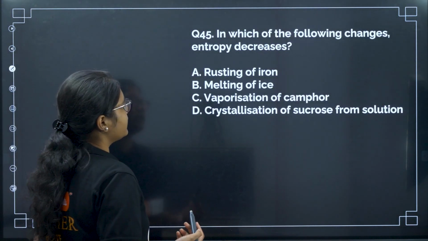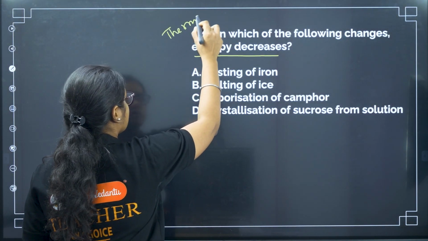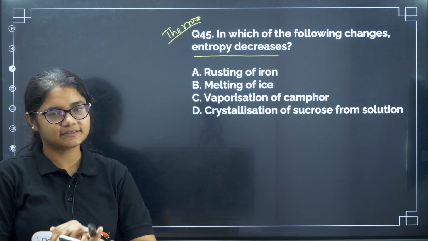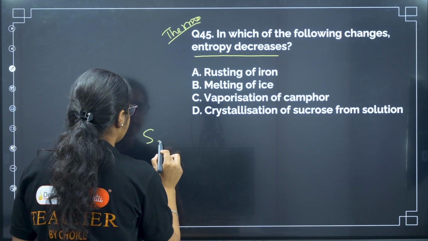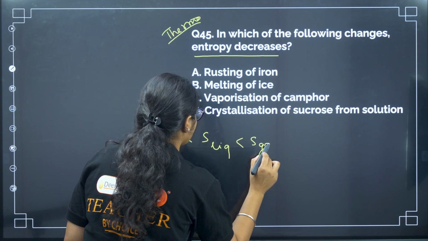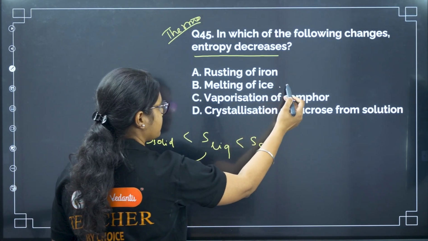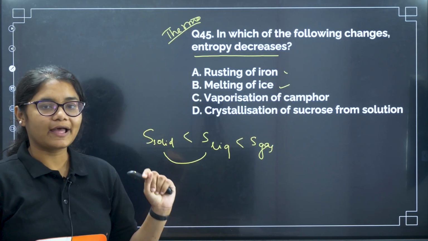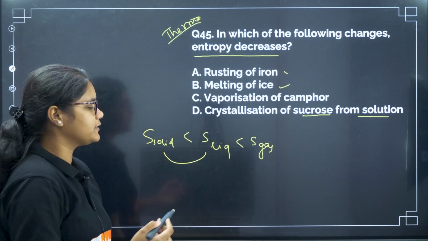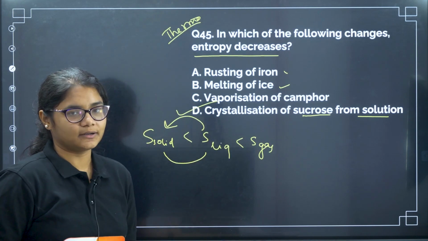Next question, in which of the following changes does entropy decrease? This question is from your thermodynamics chapter. Entropy will decrease whenever randomness is decreasing. If you remember the entropy order, solids will have the minimum entropy, then liquids, and then gases. So rusting of iron, entropy increases. Melting of ice, solid to liquid, so entropy increases. Vaporization of camphor, solid to gas, again entropy increases. Crystallization of sugar from solution, so that is liquid to solid, right? So entropy will decrease. So the correct answer for this question will be option D.